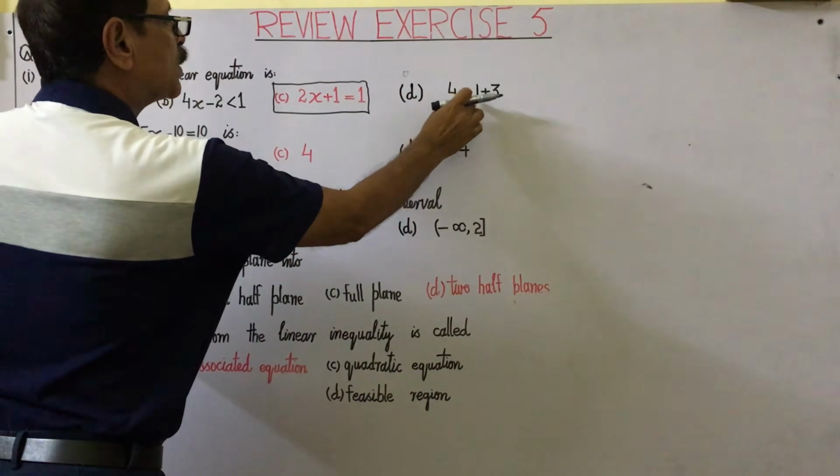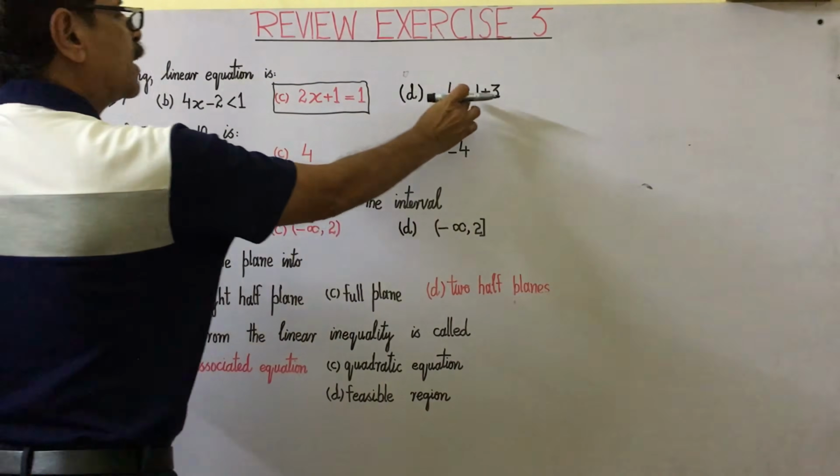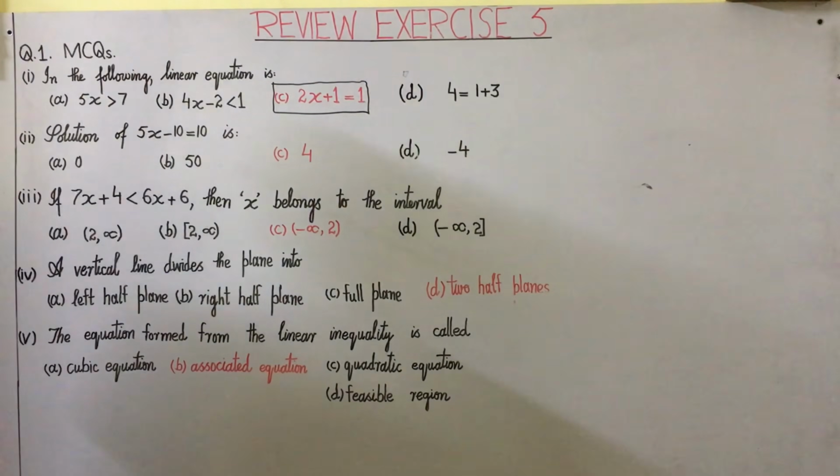B, 4 is equal to 1 plus 3. This is also an equation, but it is not a linear equation.